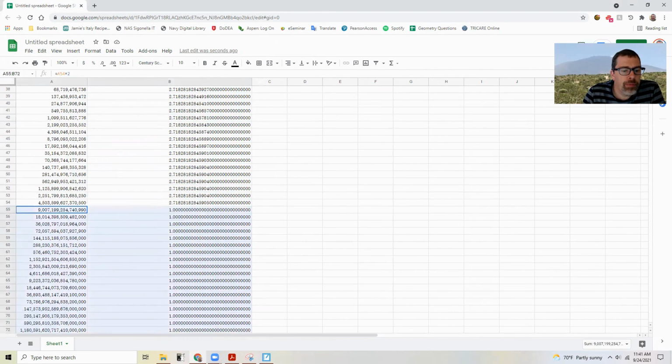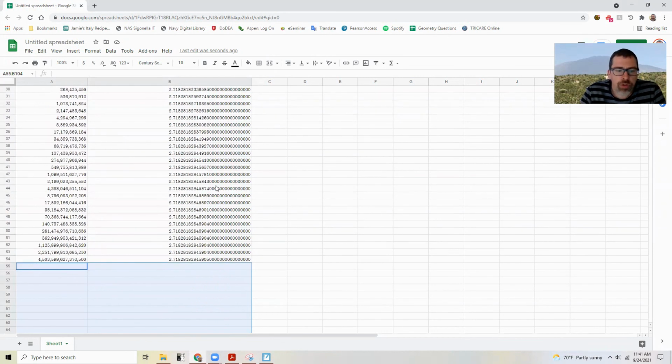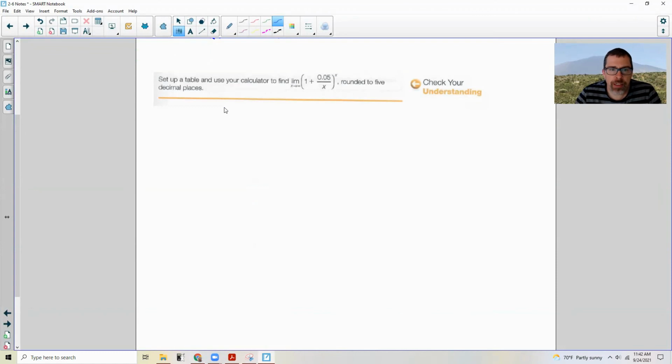How about I do this? Delete. Okay. So what this is doing is saying 2.718281828, and it says round out to 5 decimal places, so it's 2.71828. Okay, so what we will say is the limit as x approaches infinity of 1 plus 0.05 over x to the power of x equals 2.71828, rounding to 5 decimal places.